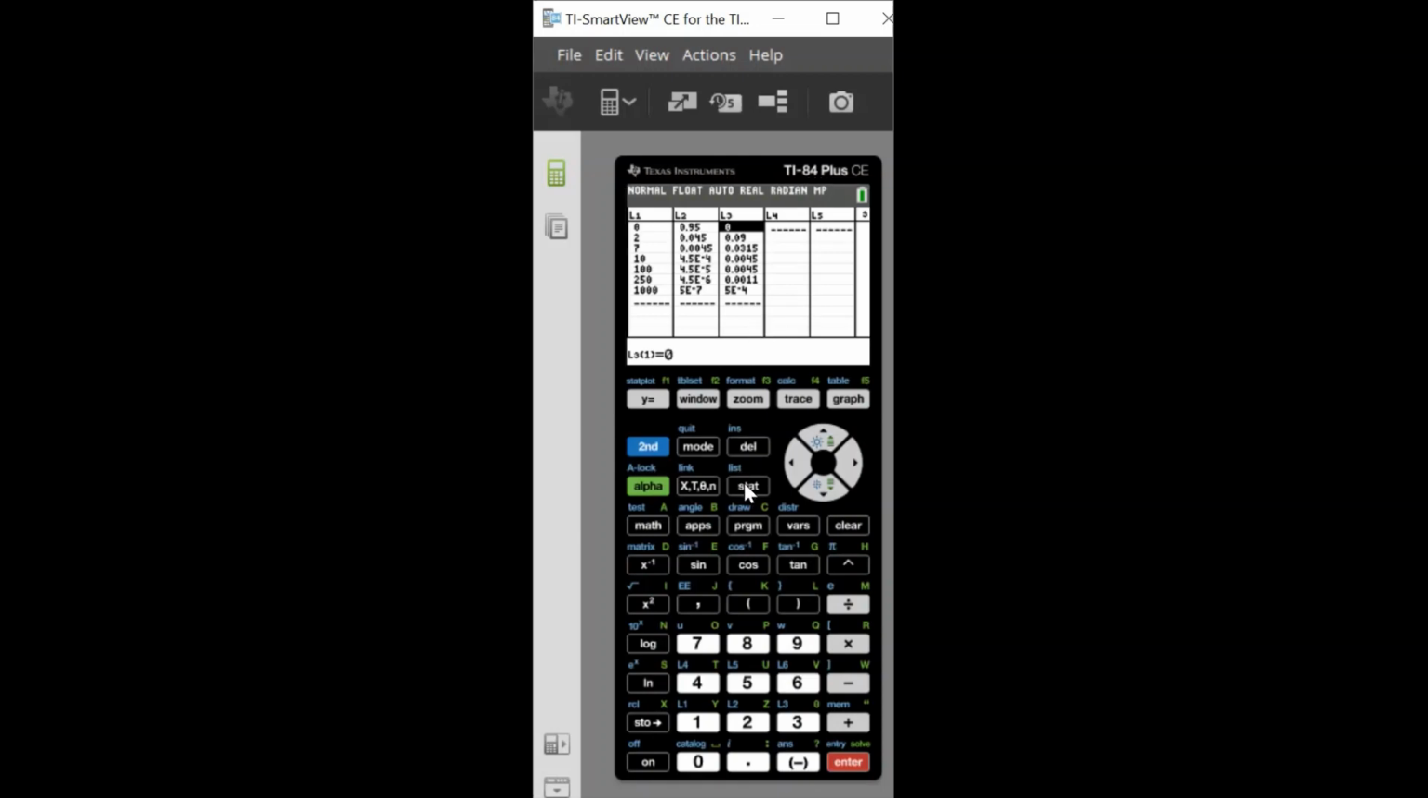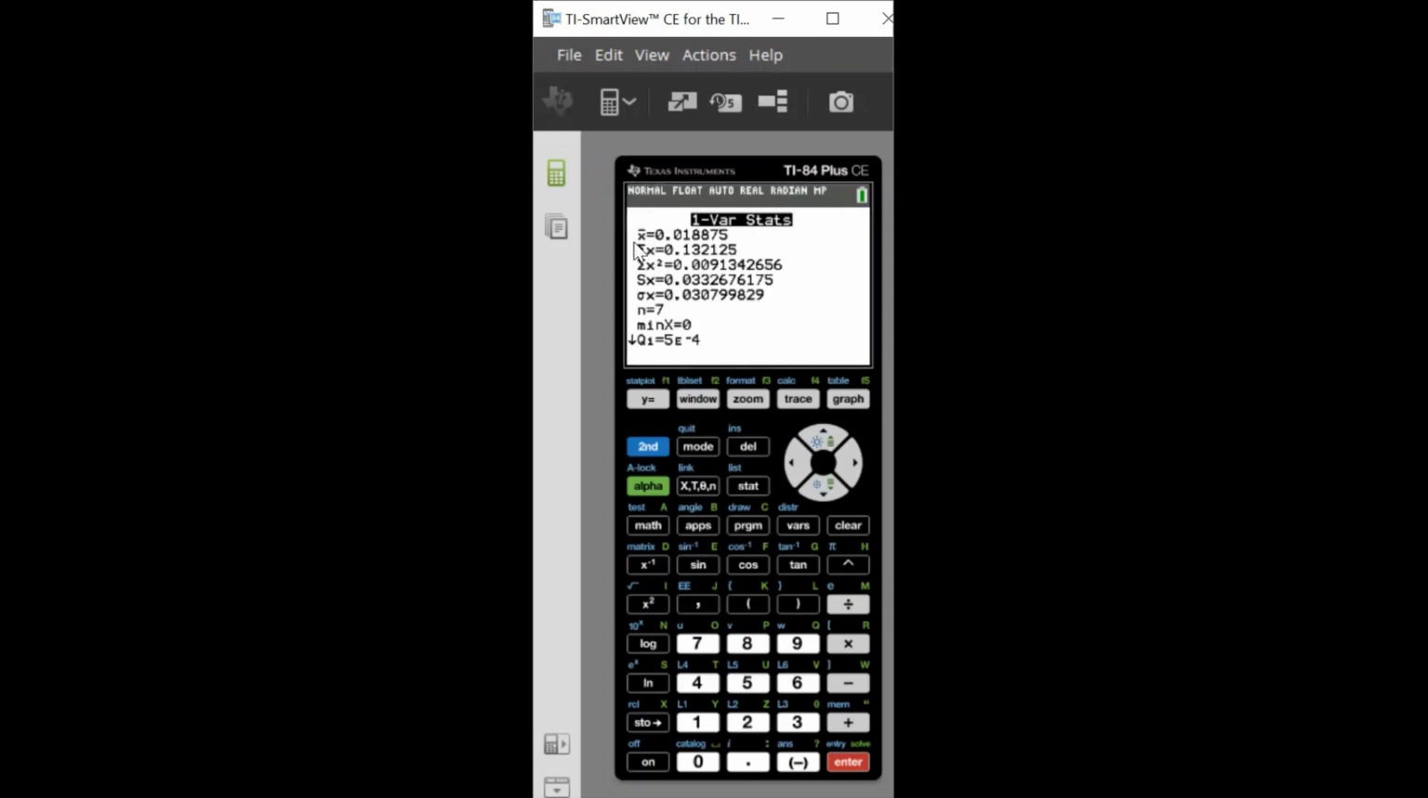To do that, let's go to Stat, select Calc, select number one, one variable stats, hit enter. I have to define the list where I need to run the descriptive statistics. My dataset is in list L3. L3 has to be defined as second and three. Now the list is L3. We skip frequency list, select calculate, and then hit enter.